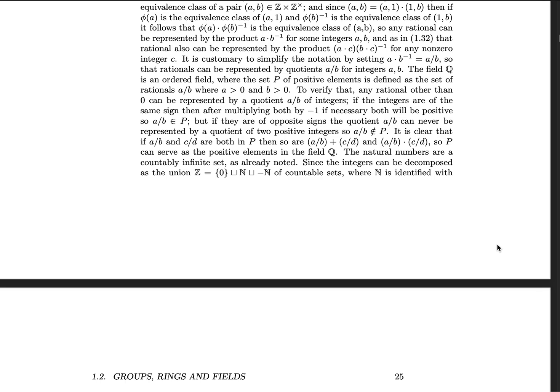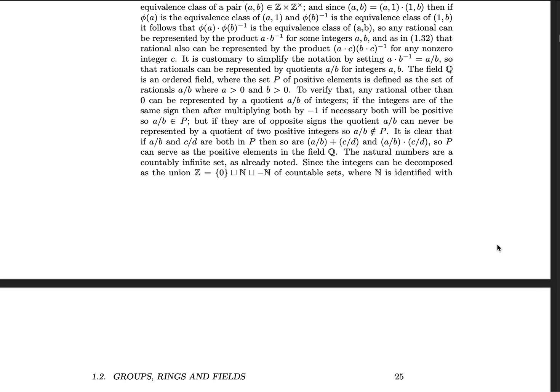We'll note that you do not need to care about the case where a is less than 0 and b is less than 0, because that's simply a scaling of the case where a is greater than 0 and b is greater than 0 by -1 on top and bottom. To verify that any rational other than 0 can be represented by quotient integers, we'll note that if the integers are of the same sign, then multiplying both by -1, we will get a positive element, so a over b is in P, but if there are opposite signs, then the quotient can never be represented by a quotient of two positive integers, so a over b is not in P.